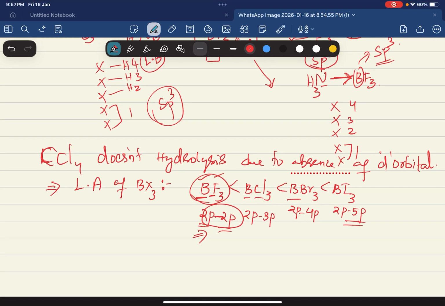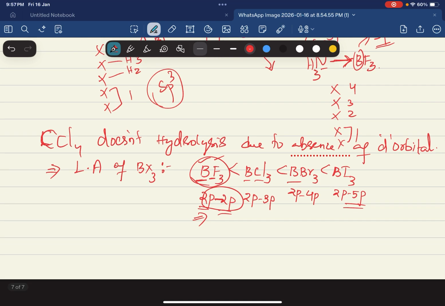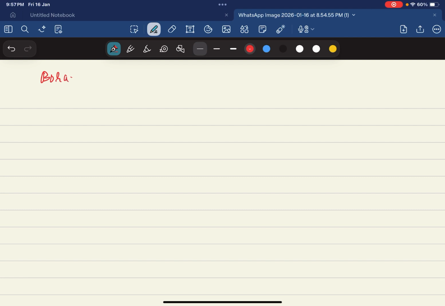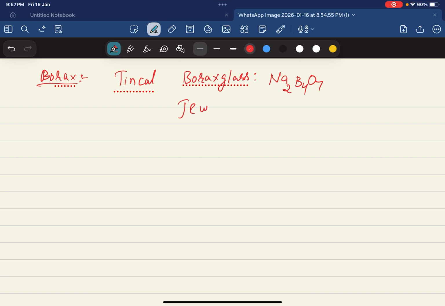And coming to the next one, borax. So borax is one of the compounds. Borax is most important. Here also questions are possible to ask. Tinkal is the other name of borax. And there are different types of borax. Borax glass also, which we use in the lab. The composition of borax glass is sodium tetraborate, Na2B4O7. And coming to jewelers borax, the formula of this will be Na2B4O7·5H2O.